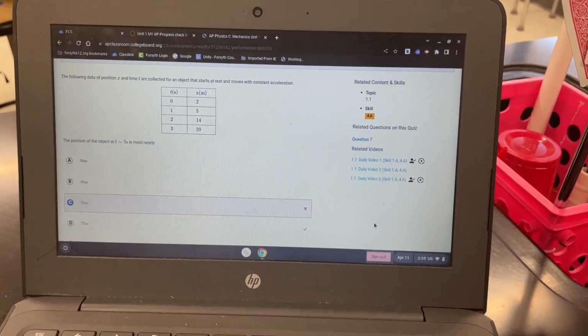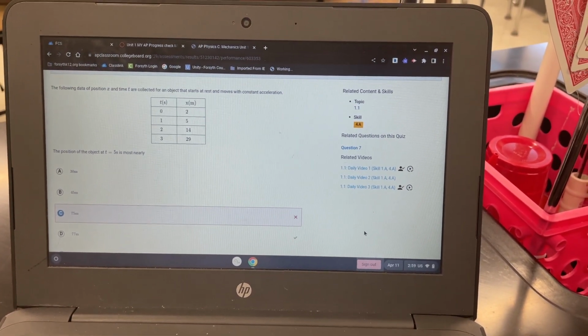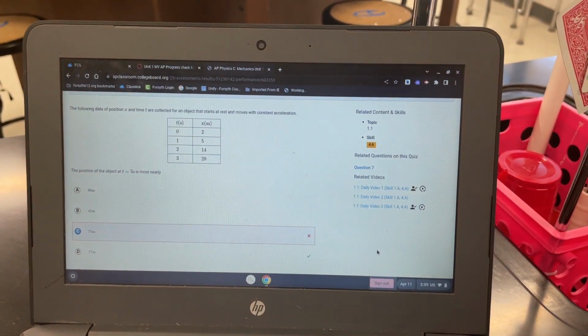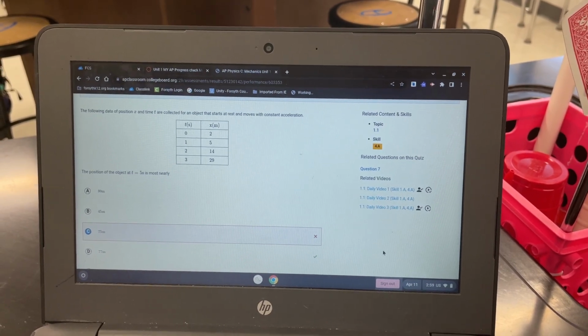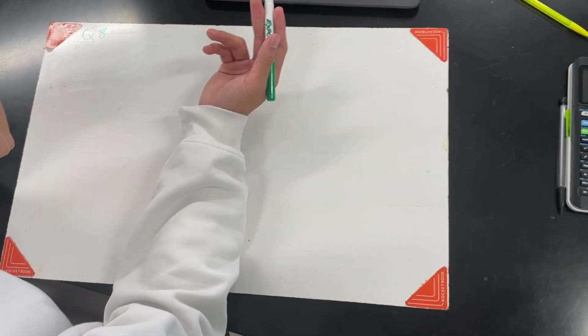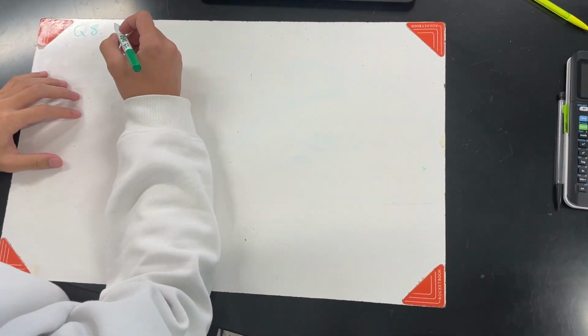The following data of position x and time t are collected for an object that starts at rest and moves with constant acceleration. The position of the object at t equals 5 seconds is most nearly. Alright, so to do this question, first of all, the answer is 77 meters.